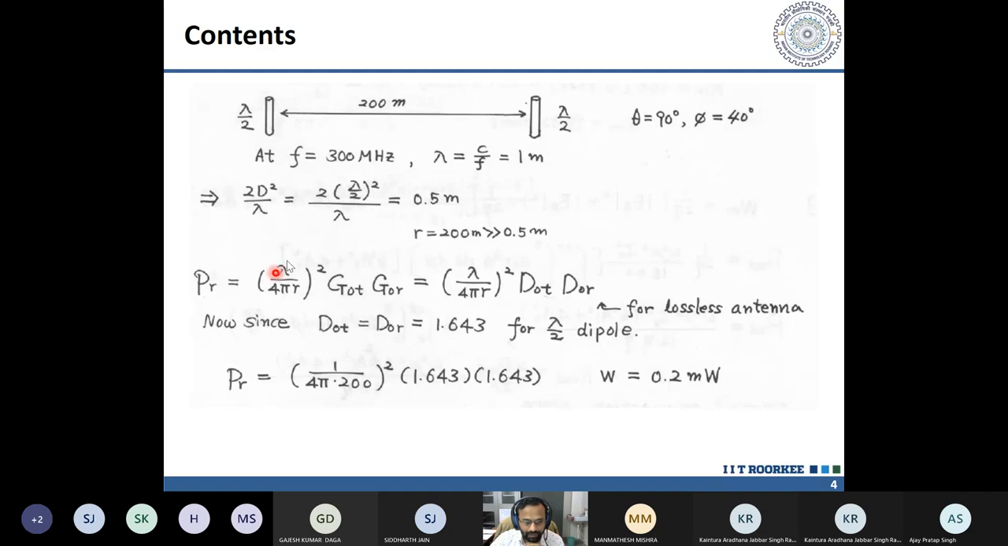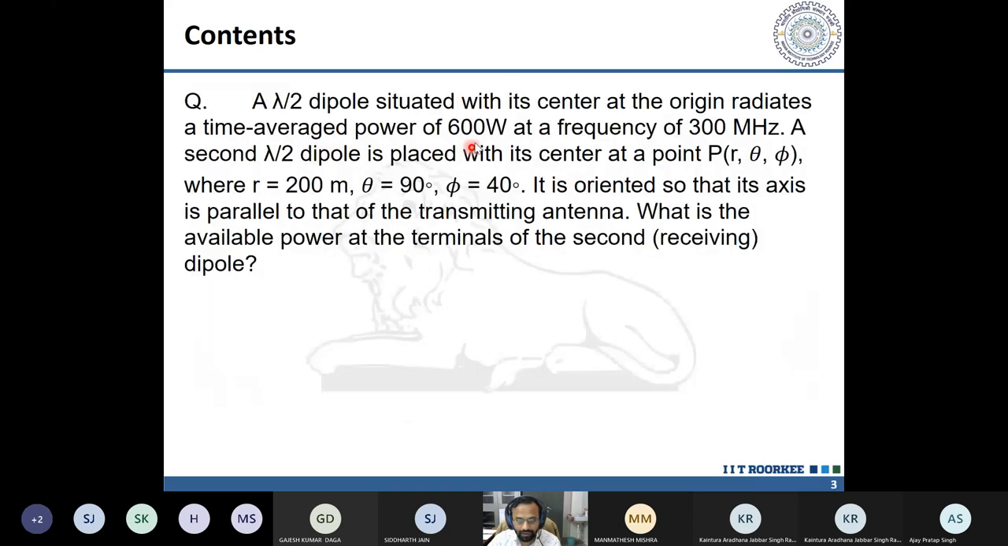So P received by P transmit is given by this expression, where the gains have been replaced with directivity. Because we are dealing with half wavelength dipoles, for lossless antennas, we have not evaluated the losses, neither the radiation loss nor the reflection loss. So the gain is replaced by directivity, and we know the directivity of the half wavelength dipole is 1.643. We have seen this, right? It is not 1.5. That is for the infinitesimal dipole antenna. 1.643 is for the half wavelength dipole antenna. So plug in the values, you get the ratio PR by PT. You then multiply this ratio with the transmitting power, which is 600 watts, to get the received power.